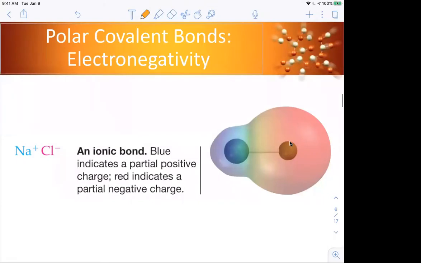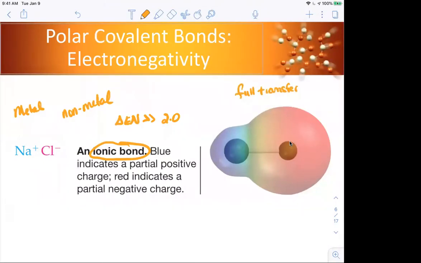Now, if I look at sodium chloride, this is ionic. My sodium is a metal, my chlorine is a nonmetal. They're spaced very far away from each other on the periodic table. The difference in electronegativity is going to be greater than 2. So what I have here is an ionic bond. So I have full transfer of electrons in this case.